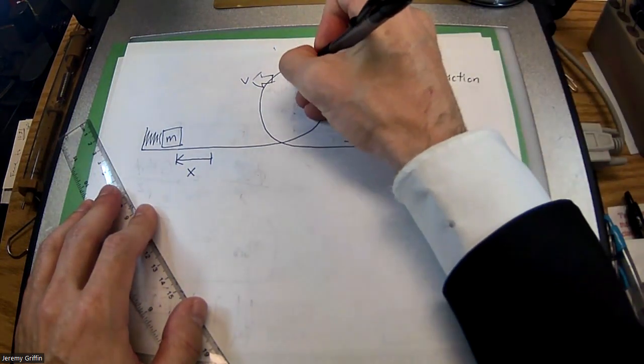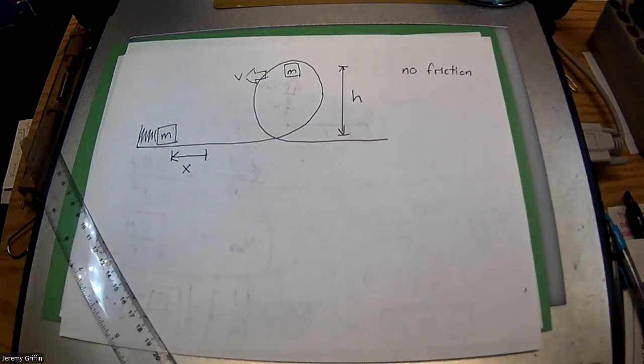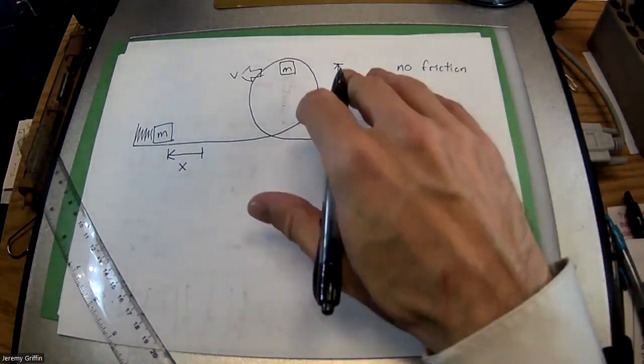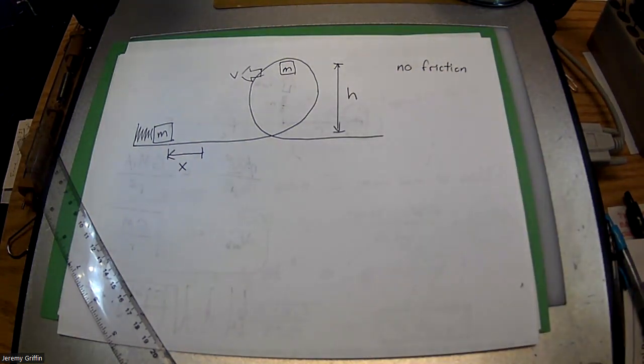Okay, so same block here. I want you guys to set up a conservation of energy expression that could solve for the speed of the block at the top. Set up a conservation of energy expression that could solve for the speed of the block at the top.